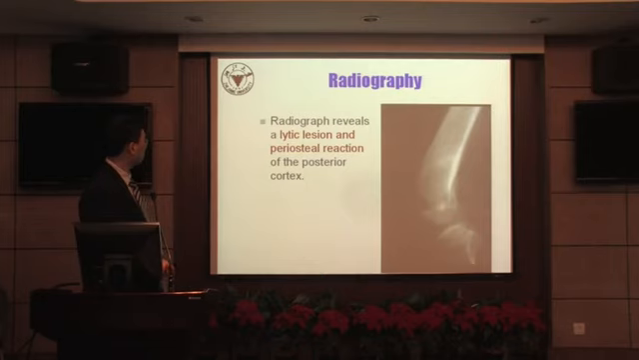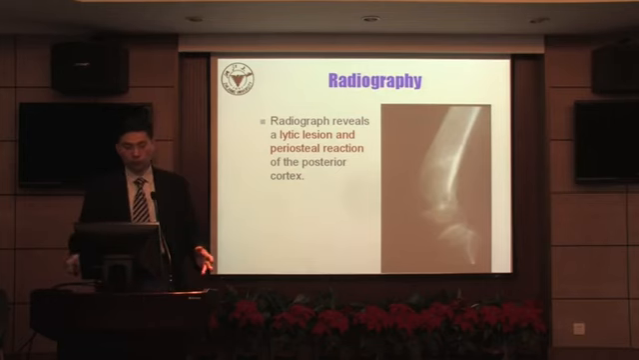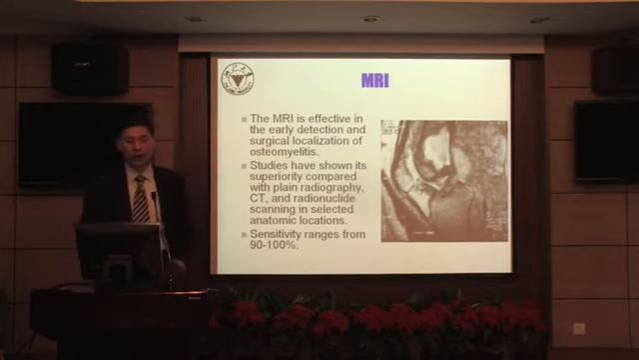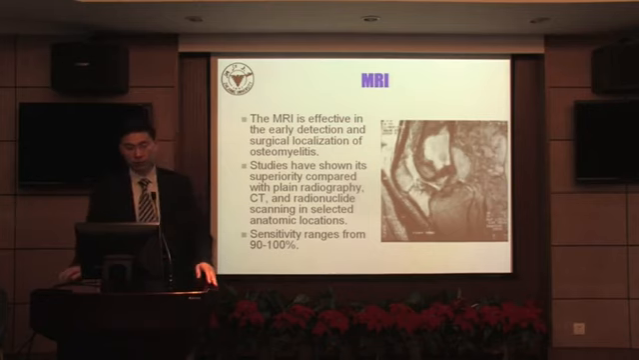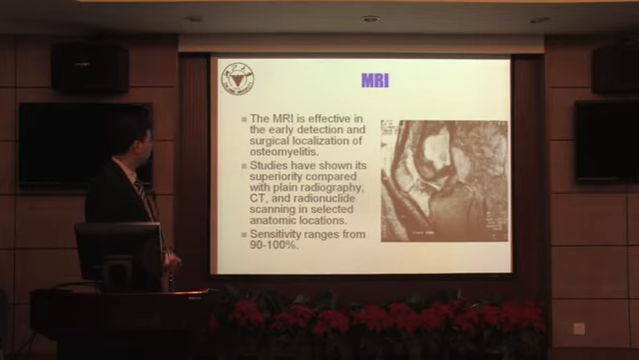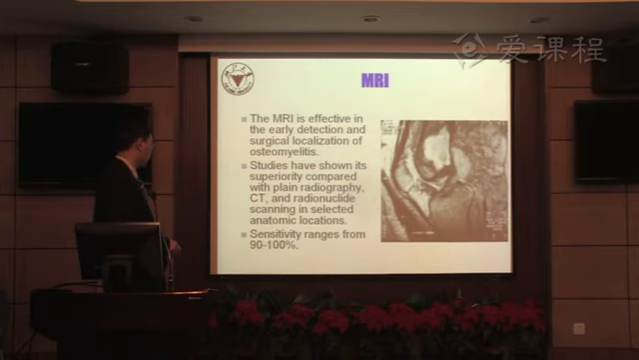Here is the picture for the osteomyelitis. The radiography reveals a lytic lesion and periosteal reaction. The MRI. The MRI is effective in the early detection and surgical localization of osteomyelitis. Studies have shown its superiority compared with plain radiography, CT and radionuclide scanning in selected anatomic locations, and the sensitivity ranges from 90% to 100%.